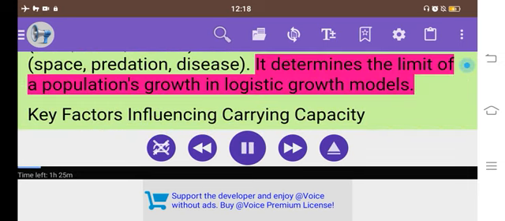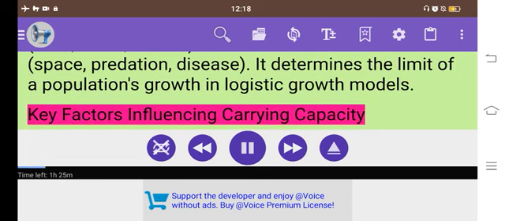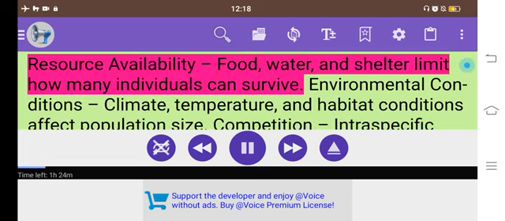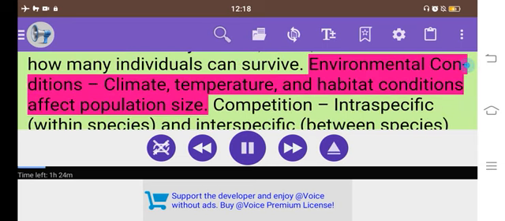It determines the limit of a population's growth in logistic growth models. Key factors influencing carrying capacity. Resource availability: food, water, and shelter limit how many individuals can survive. Environmental conditions: climate, temperature, and habitat conditions affect population size.